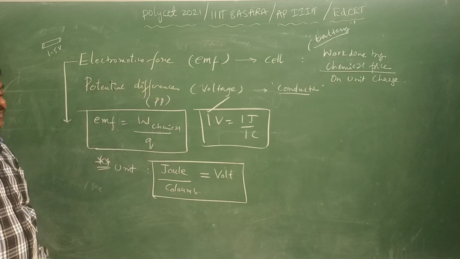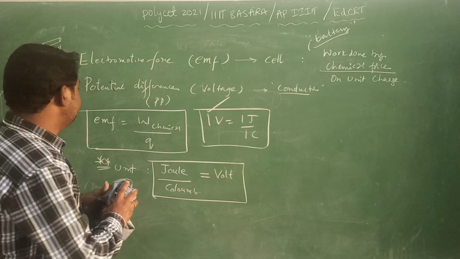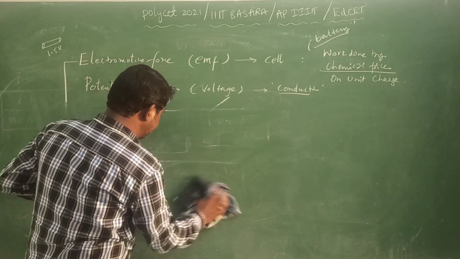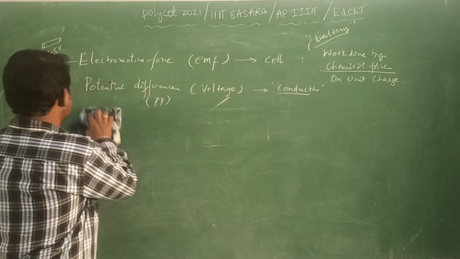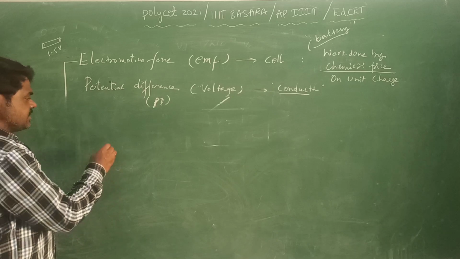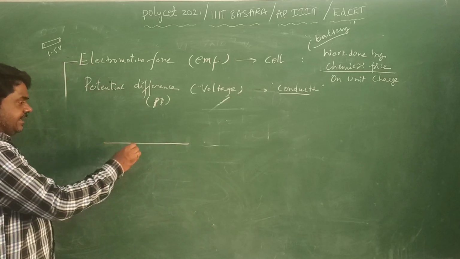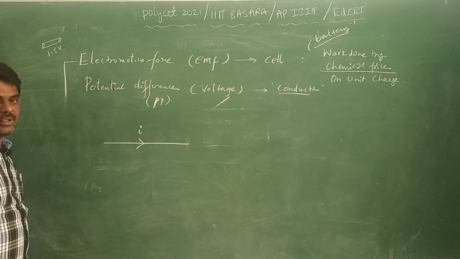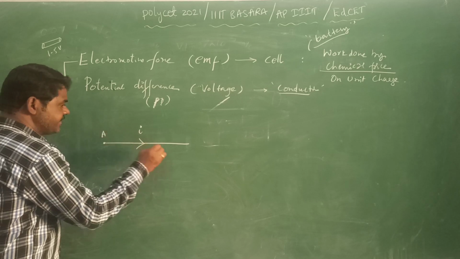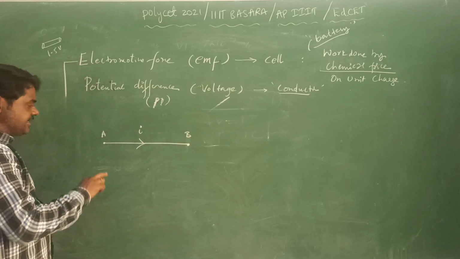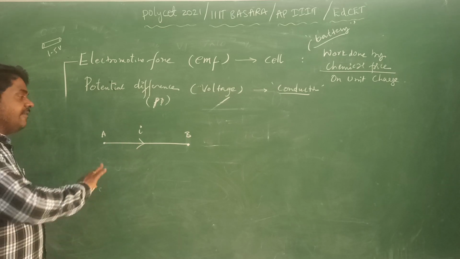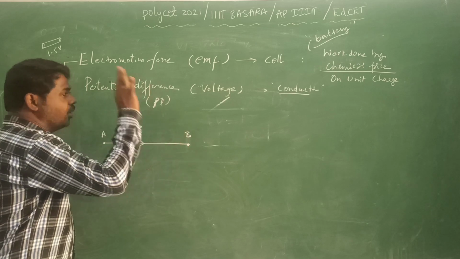So work done by the chemical force. Okay, next coming to the potential difference. Potential difference can be measured across the conductor. Suppose this is a conductor and current is flowing in it. This is point A and this is point B. Current is flowing from A to B. Current always flows from high voltage to low voltage.